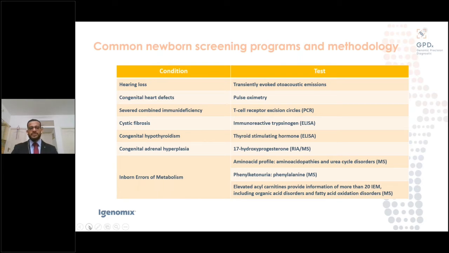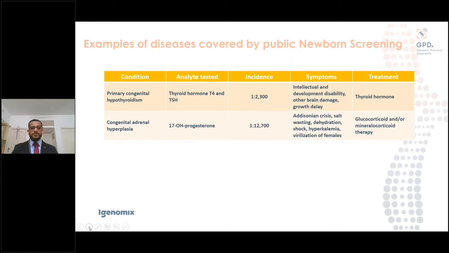Congenital hypothyroidism, where elevated thyroid stimulating hormone is identified again by ELISA. Congenital adrenal hyperplasia, where elevated 17-hydroxyprogesterone levels are identified either by mass spectrometry or radioimmunoassays. And then inborn errors of metabolism, where an abnormal amino acid profile or acylcarnitine profile, or phenylketonuria, is identified by using tandem mass spectrometry. Once identified, most of these disorders have some form of treatment available.